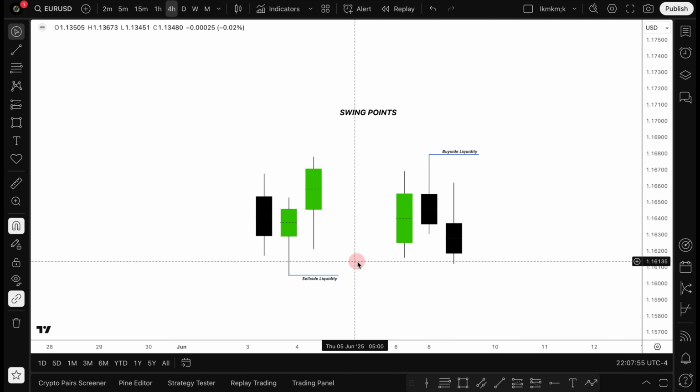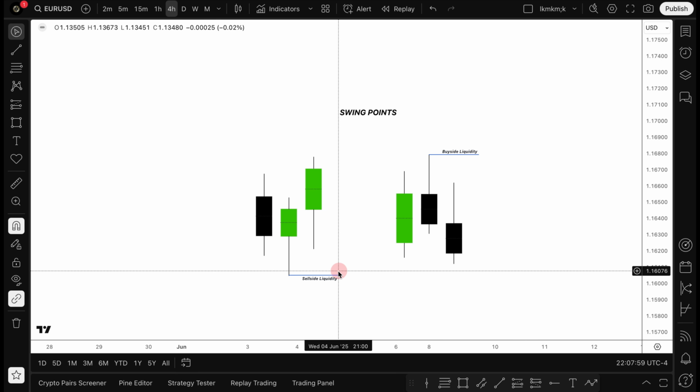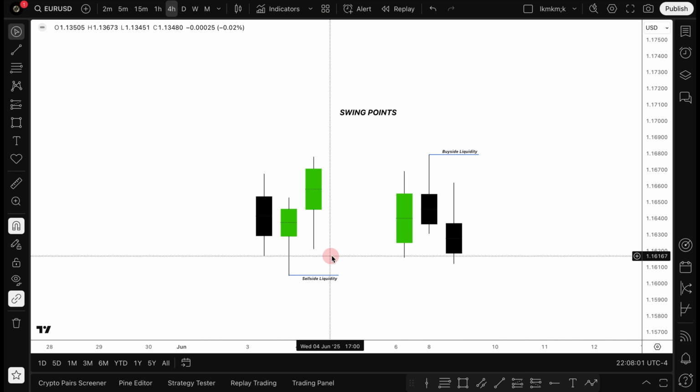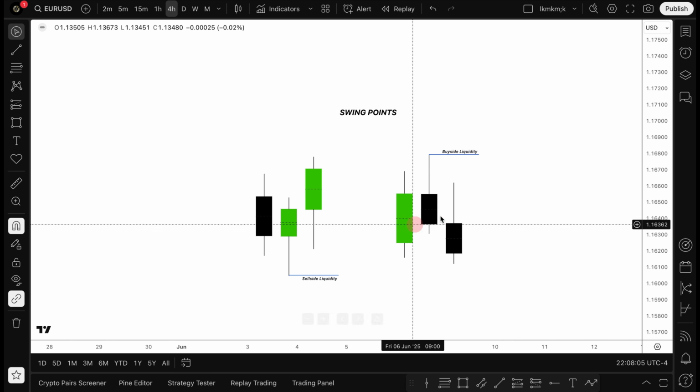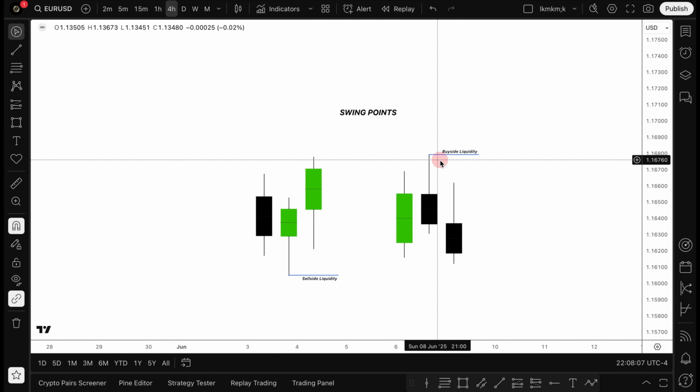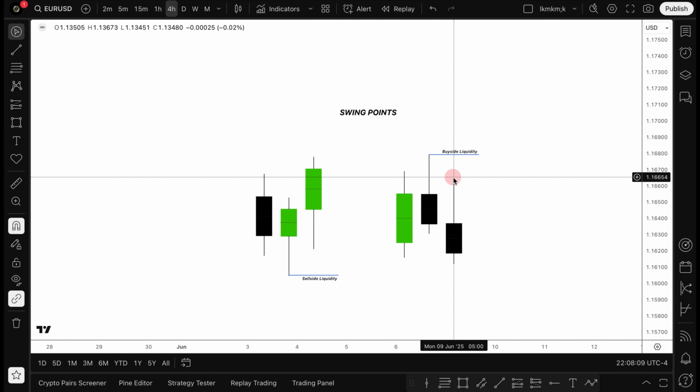And what smart money or the market algorithms tend to do is they like to pair orders below these old lows and pair orders above these old highs.